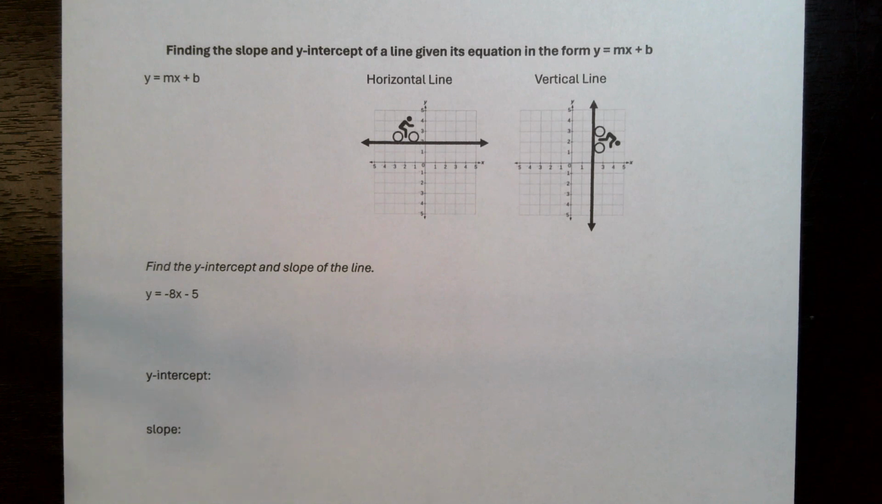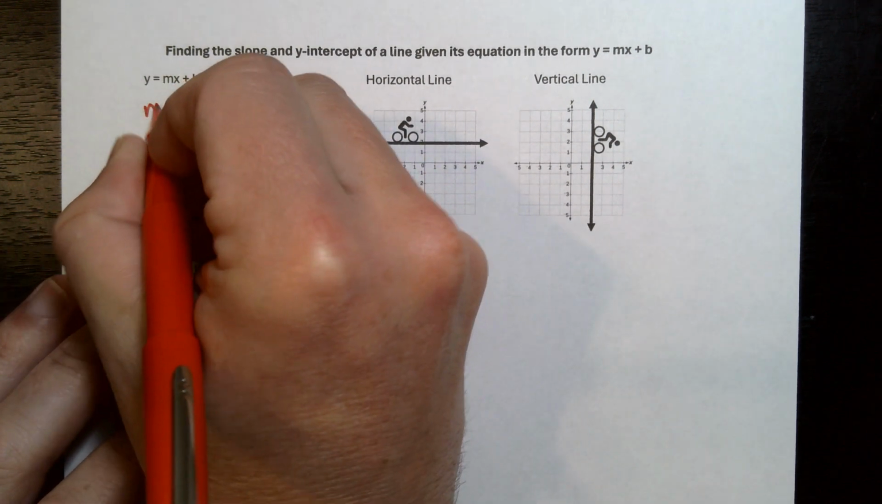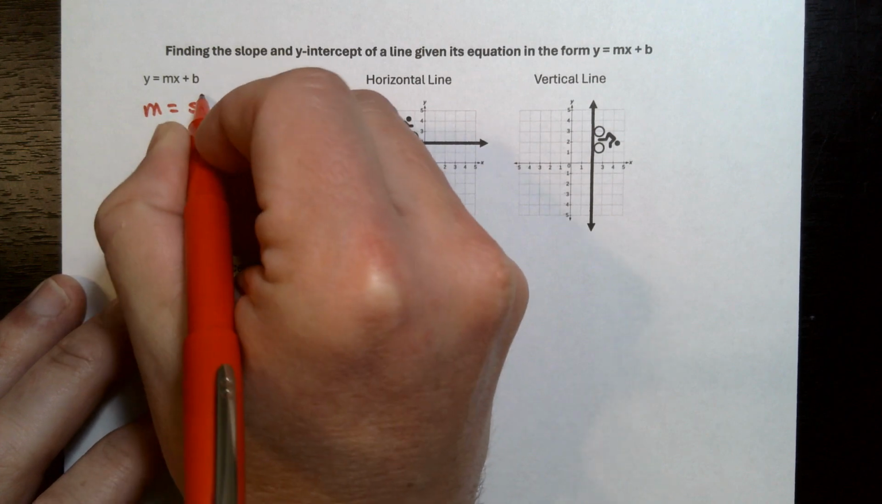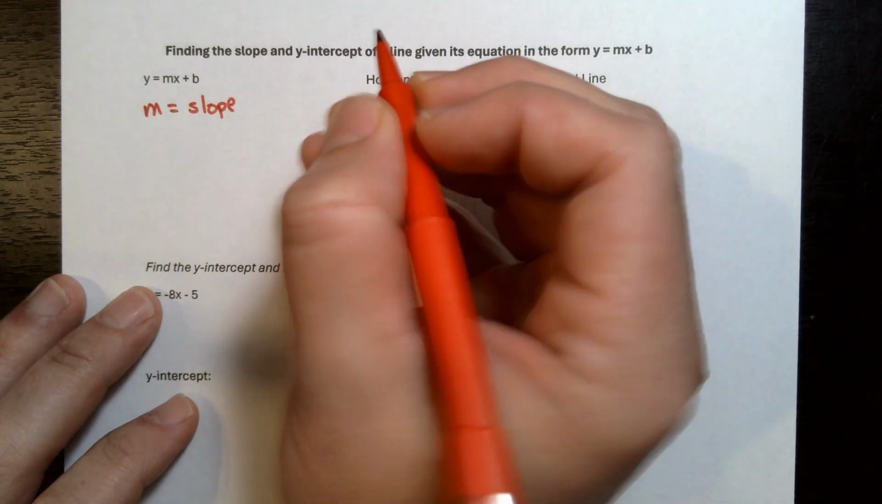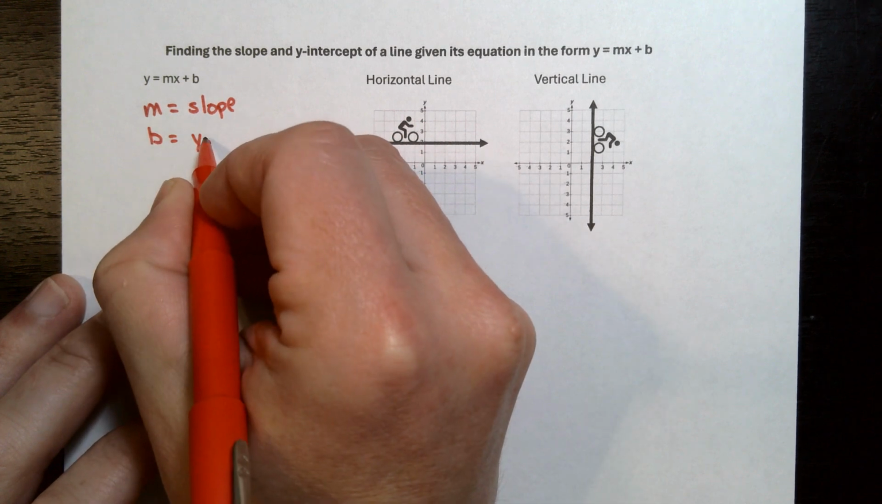In this video, we are going to be finding the slope and the y-intercept of a line given its equation in the form y is equal to mx plus b. So if you have an equation in the form of y equals mx plus b, like this here, your m is going to be equal to your slope. That's what your slope is, okay? And the b out here is your y-intercept.